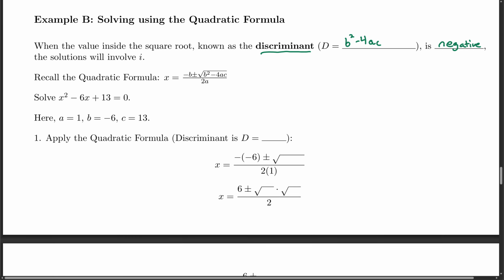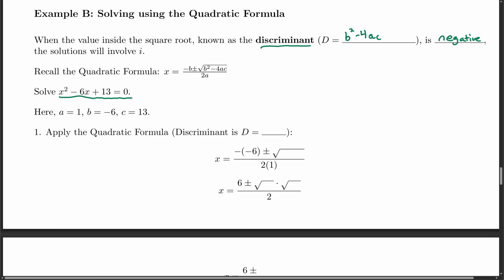So let's go ahead and do this problem. x squared minus 6x plus 13 equals 0. We're going to plug this into the quadratic formula. And it's nice to give us a equals 1, b equals -6, c equals 13. They already broke it down for us. The discriminant, all right, b squared minus 4ac. Let's plug our numbers in. So for b, I'm going to plug in -6 squared minus 4 times 1 times 13.